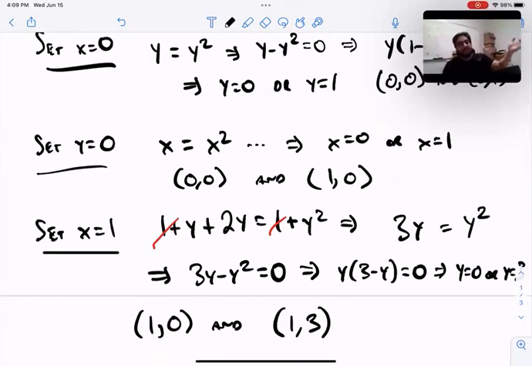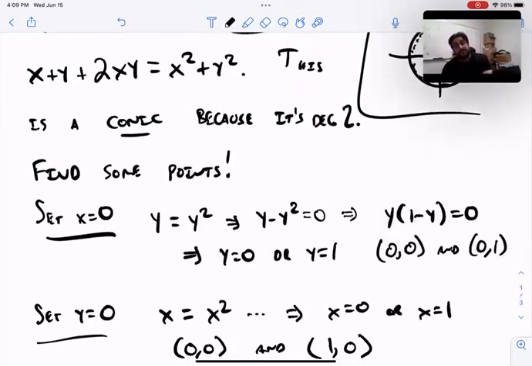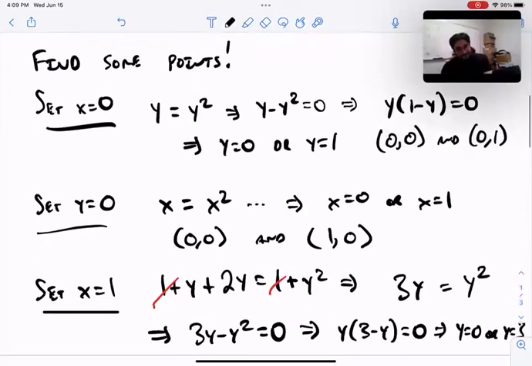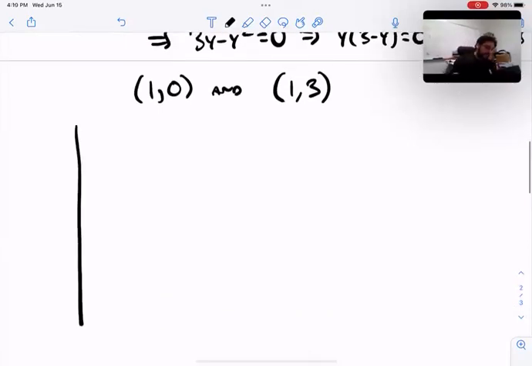So I'm gathering just some points, and you could get as many of these as you want. You can keep plugging in values for x and using either factoring or quadratic formula to get corresponding values for y. Or you can do vice versa. You can plug in values for y and get values for x, right? But this, of course, gets tedious after a while. So let's graph these points, and then let's use derivatives a little bit to study this graph, right?